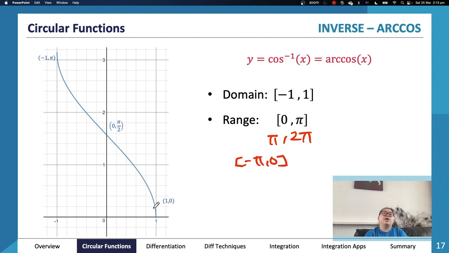So if we drew another version of this graph, this could have been from pi to 2 pi instead. So our domain here would have been -1, so that would have been -1 pi, because when we sub in -1, we're going to get pi. And then if our range was there, it would have just been a translation.